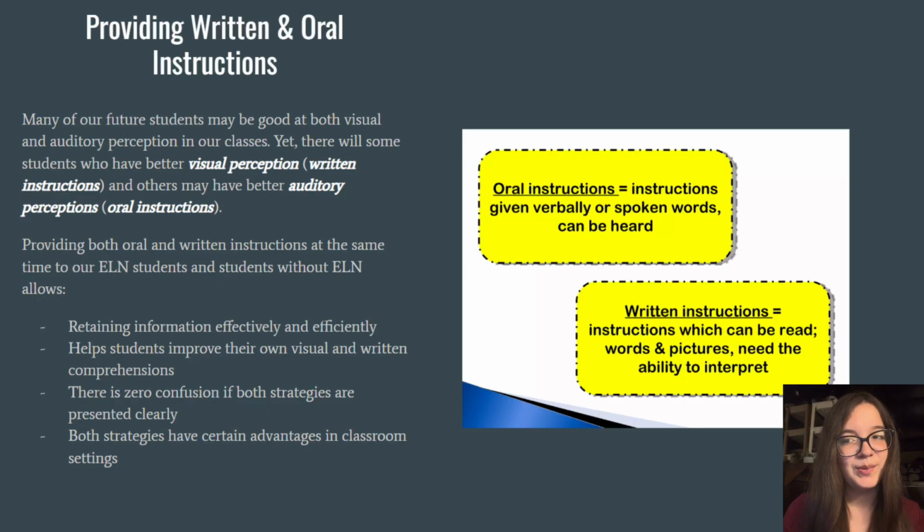The second strategy is providing written and oral instructions. Well, what exactly is the difference between both? Written instructions are instructions that can be read through words and pictures, whereas oral instructions are given verbally without visual representation. Many of our future students may be good at both visual and auditory perception in our classes, yet there will be students who are better at visual perception, and some who are better at auditory perception, and in those two categories they both lack in the other department.